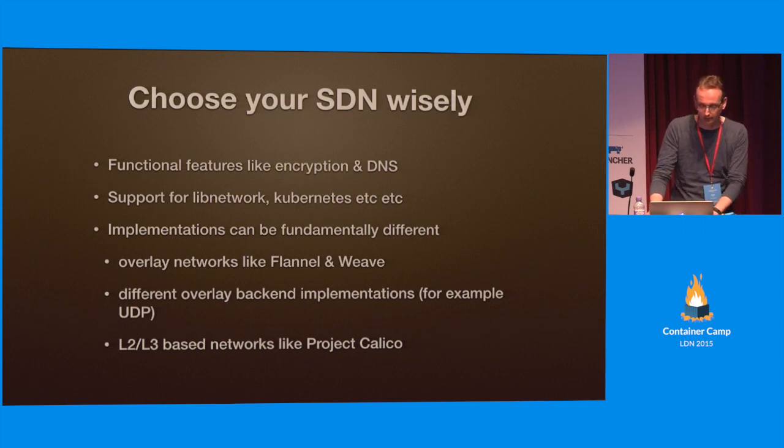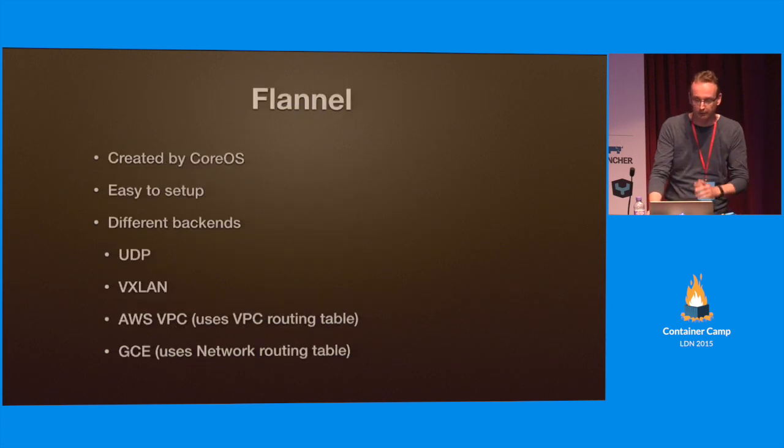Calico has a completely different approach. It's a layer 2-3 network-based network. I'll discuss that later on in a bit more detail. So if we first look at Flannel, created by CoreOS, it's really easy to set up if you use CoreOS, and it provides different backends. I'll show you some results of the UDP and the VXLAN based implementation, but on a couple of the public clouds you could also use the routing tables provided by that cloud, which in theory should result in lower overhead on your own virtual machines.